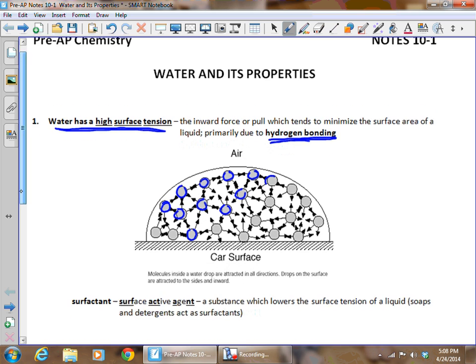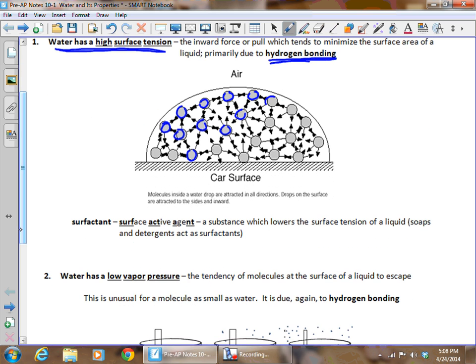Now we can break down the surface tension of water by using a surfactant. A surfactant is simply a surface active agent, and it lowers or breaks down the surface tension of a liquid. Soaps and detergents are things that act as surfactants. So if you look microscopically at something that's dirty, like some clothing or whatever, it may look smooth, but it has all of these ridges in it when you look at it microscopically.